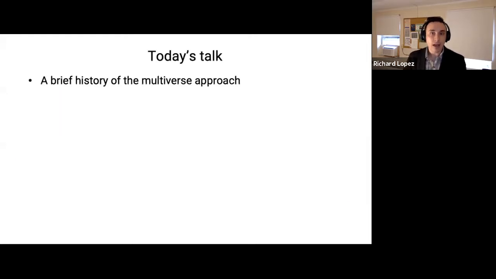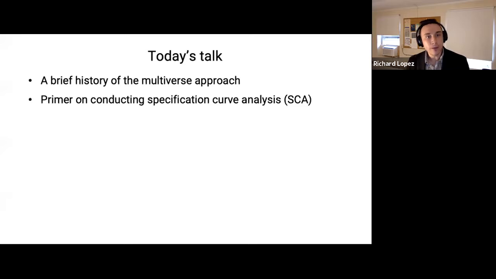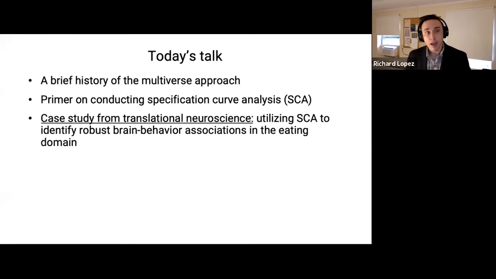So for today's talk, I want to give a brief overview and history of multiverse approaches, and then do a quick primer on how to conduct specification curve analysis from a conceptual level. I'm not going to get into the nitty-gritty of carrying out the steps in R, but I will point you to some resources to do that, but just getting us on the same page conceptually on what SCA entails. And then I'll close with a case study from translational neuroscience, so more close to my own research, on how my collaborator and I used SCA to identify robust brain behavior associations in the eating domain.